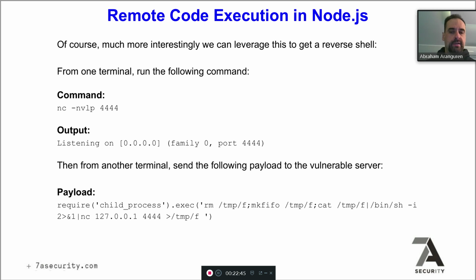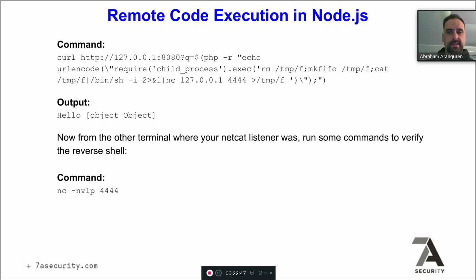If we send this payload, again using curl, we do curl and then here we do php -r, and then echo urlencode of this payload, and then we will get "hello [object Object]".